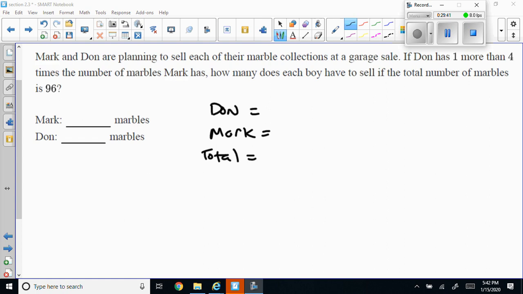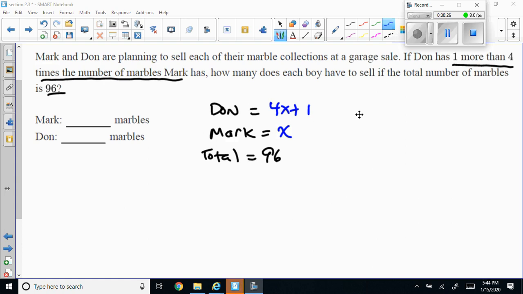And looking at this, we should be able to know that the total number of marbles is how much? 96. Good. So Don has one more than 4 times the number of marbles Mark has. Do we even have a clue how many Mark has? Mark's lost his marbles. He doesn't know. So Mark is x. But Don has one more than 4 times that, right? What would that be? 4x plus 1. Good. All right. So can you set up an equation and solve for x now? Let's see what you can do. I'm going to stop there and let you go.